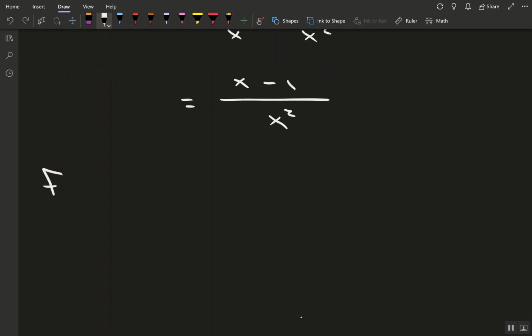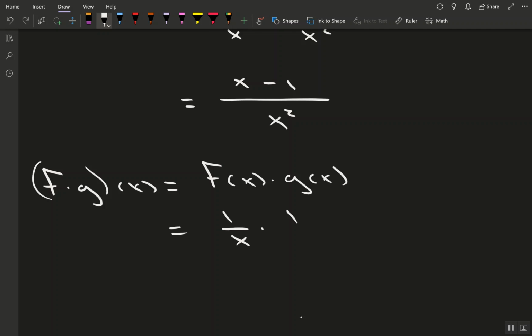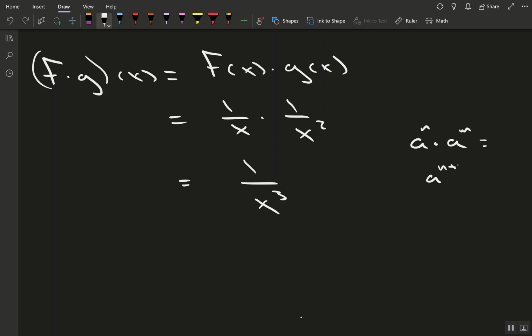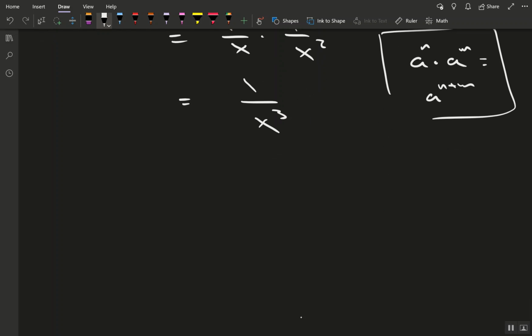The next one is f times g, okay, of x. So that's f of x times g of x, which is just 1 over x times 1 over x squared. And you get 1 over x cubed. Remember, when you multiply two numbers with the same base, you add their exponents, okay? And finally, we have to divide them.